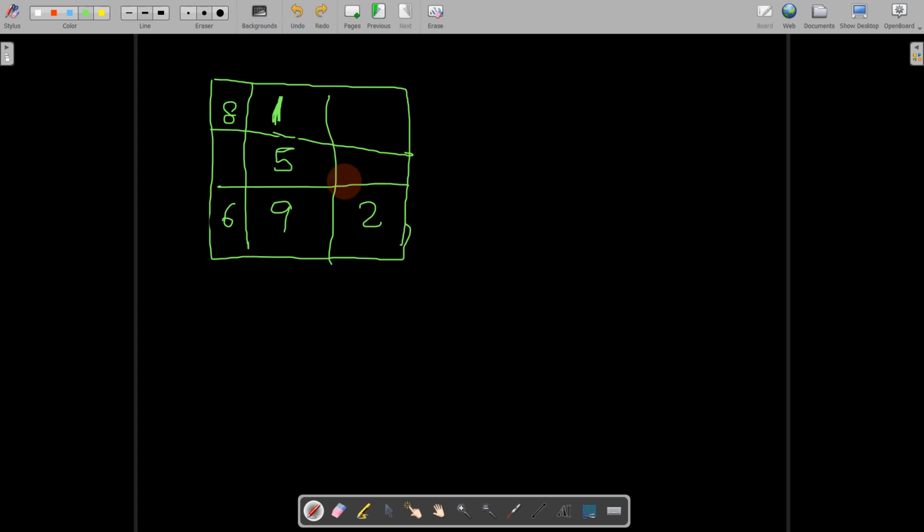Wait, was that a problem? 6 plus 2, 8. And we have to make 15, not 10. Right, 8 and 15 minus 8, we have to fill in a 7 over here. Then 7 and 5 is 12, so 3. Is it satisfying the property of magic square?